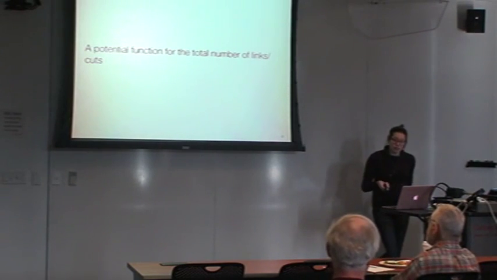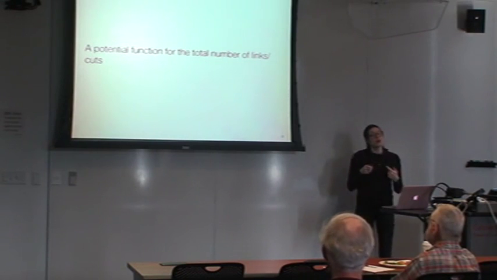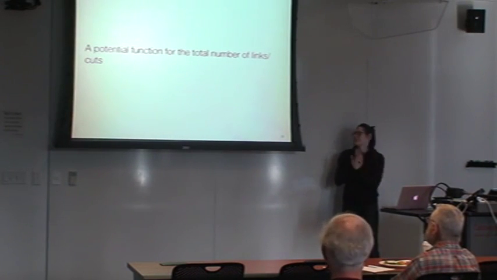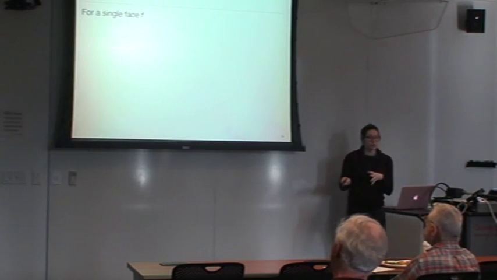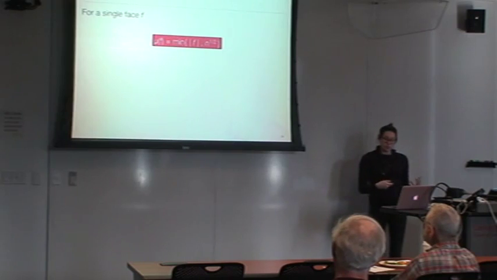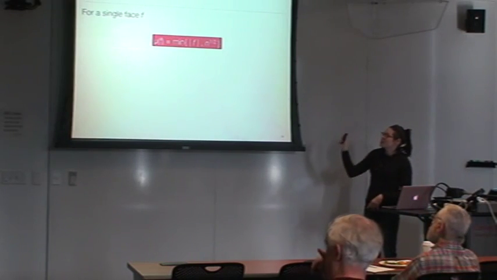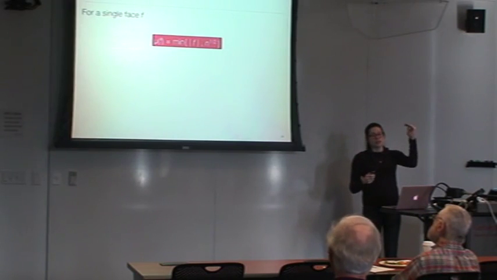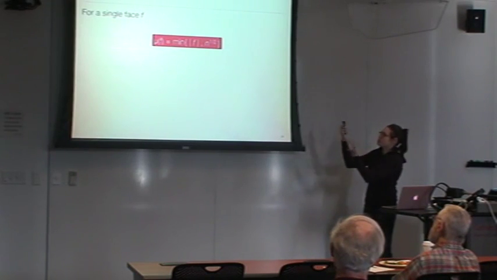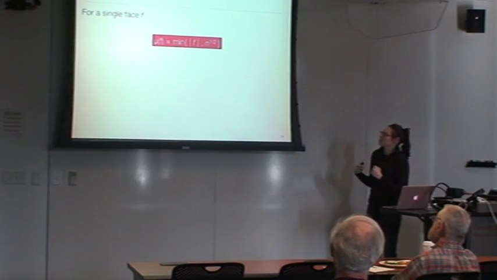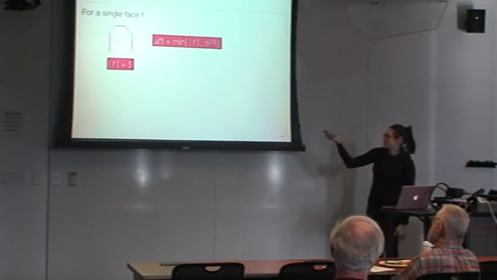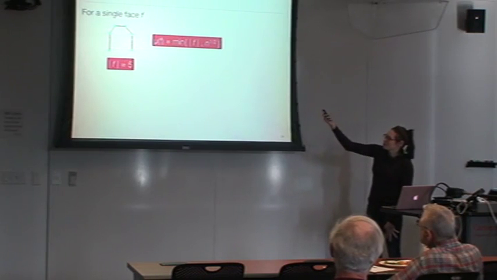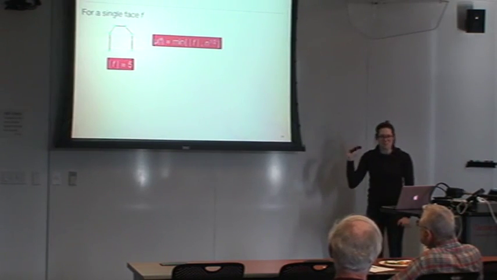So I'm going to use a potential function to bound the total number of links and cuts over a series of these planar graph operations, and forget everything about convex position. For a single face f in the graph, we define its potential to be basically the number of sides on the face, but capped at square root of n. So it's the min of the number of sides and the square root. I just think of it as the number of sides, and the big ones have this cap on them. For example, in this case, assuming there's more to the graph, the complexity of this face would be 5, because it has 5 sides.